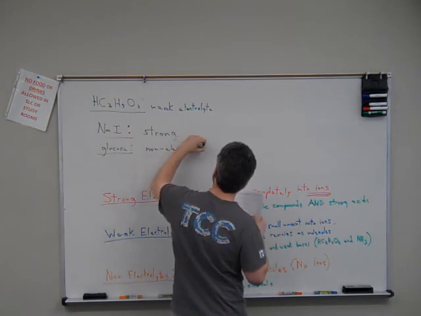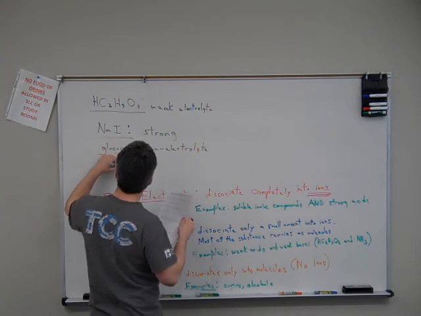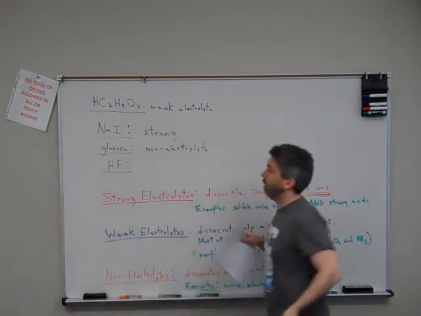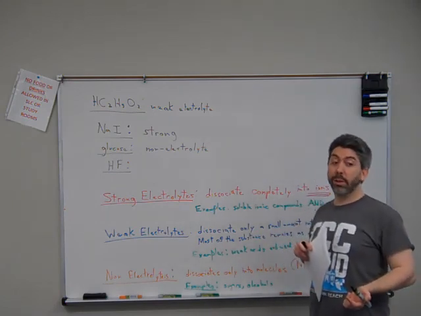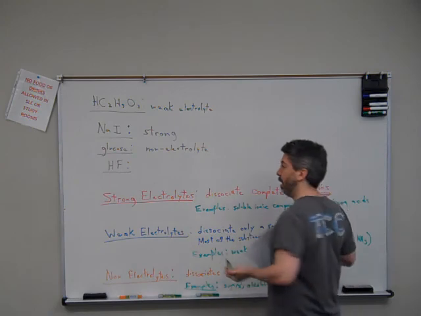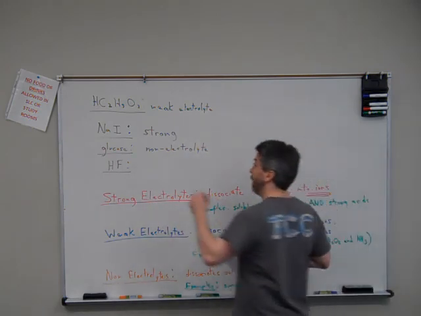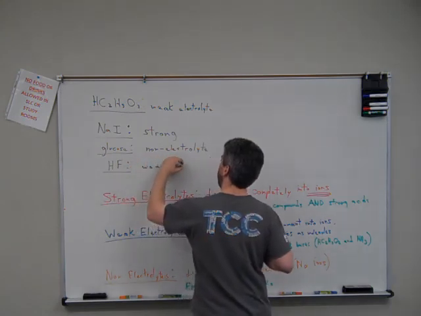And HF is a strong. Actually, HF is weak. HF is an acid, but it's not a strong acid. Well, no, it's not a strong acid. HF is a weak acid. Oh, yeah. It's not one of those sevens. So this is a weak acid, and therefore it is a weak electrolyte.